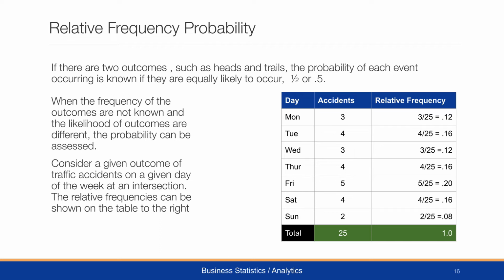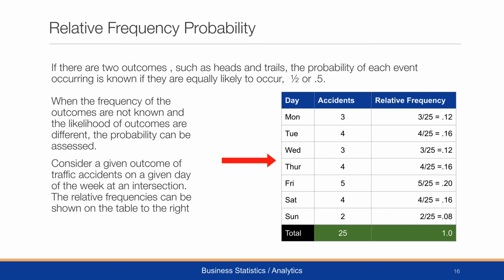This brings us to the notion of a relative frequency. If there are 2 outcomes, such as a head or a tail, the probability of each event occurring is known if they are equally likely to occur. So this would be 1/2 or 0.5, which is standard for a coin. When the frequency of the outcomes is not known and the likelihood of outcomes is different, we can still assess a probability. Let's take a look at an example.